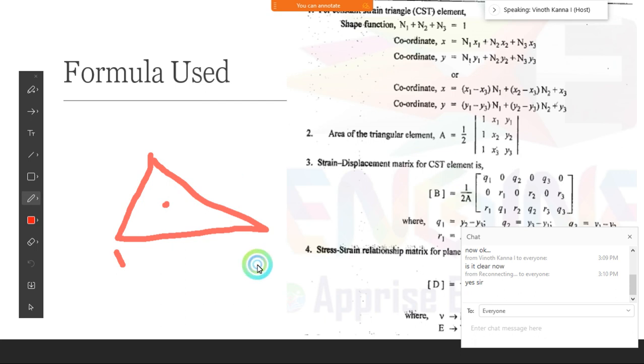So they'll give the first node, second node and third node values. With the help of these x1, x2, x3, y1, y2, y3, you need to find out the x value and y value. The formula here is x coordinate: x is equal to (x1 minus x3) into N1 plus (x2 minus x3) into N2 plus x3.